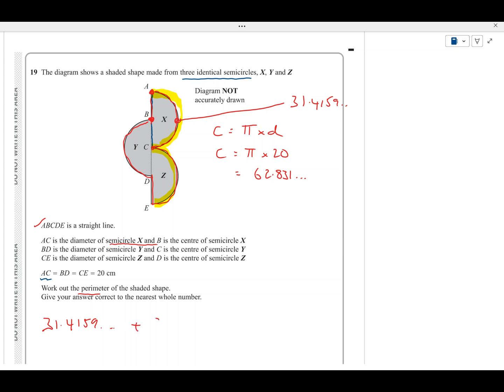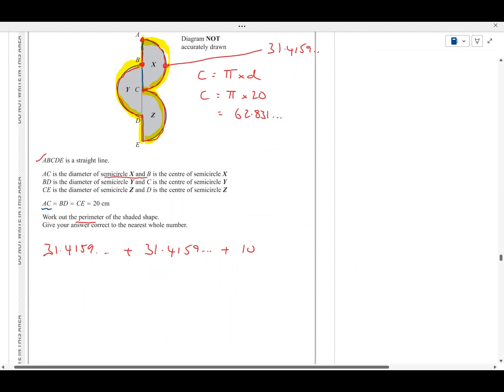31.4159 plus 31.4159. Now what's going to happen next? I've got a radius there, so that's going to be plus 10. Then I've got another half circumference and another radius. So I'm going to have plus another 31.4159 plus another 10. And that's going to be the whole perimeter.